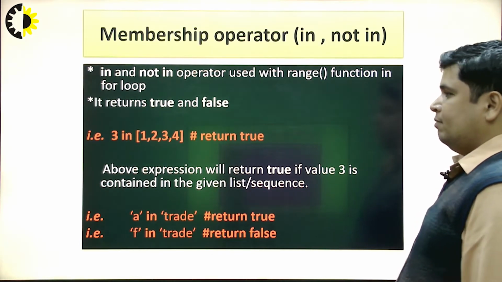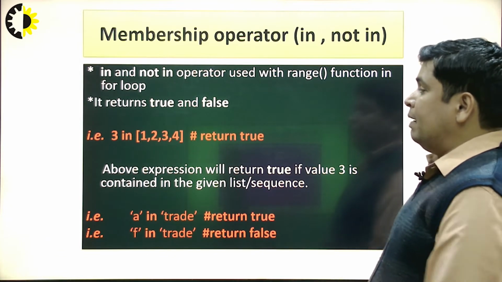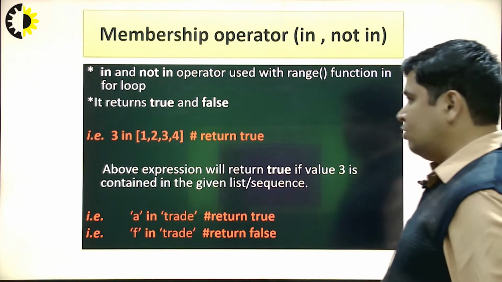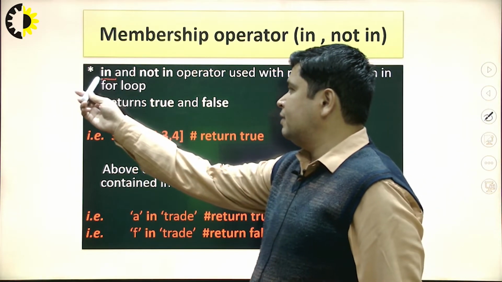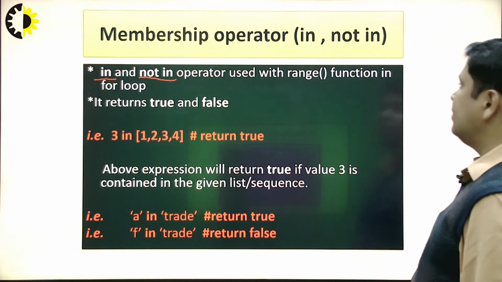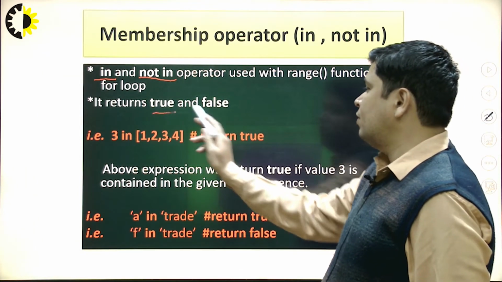Membership operator, most important part. The membership operators in Python are in and not in. There are two types of membership operator in Python. The first one is in and the second one is not in, used with the range function in the loop. It returns either true or false.